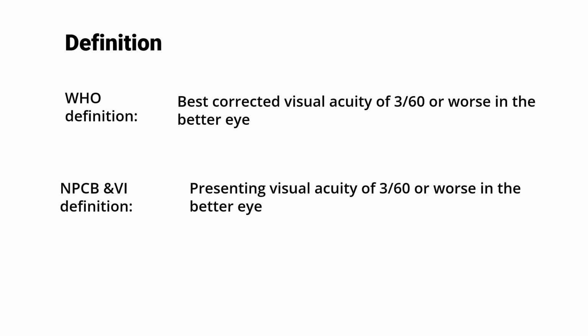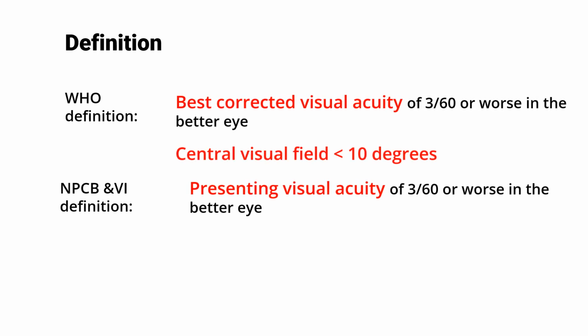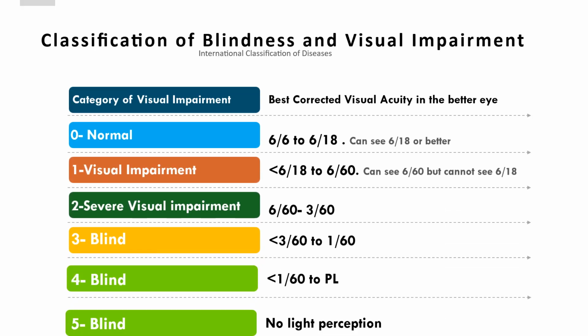NPCB, on the other hand, says presenting visual acuity of 3 by 60 or worse in the better eye. So here it is presenting visual acuity. So the patient might not be wearing glasses, and if you correct it, maybe you will have a better vision. But NPCB still takes presenting visual acuity of 3 by 60 or worse in the better eye as the definition of blindness. WHO also adds central visual field of less than 10 degrees as blindness according to the WHO definition.